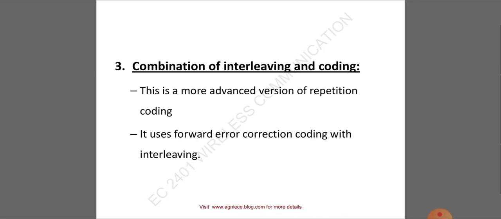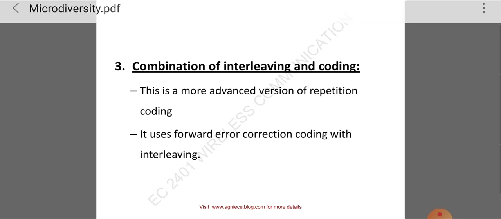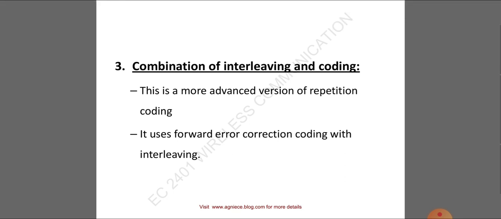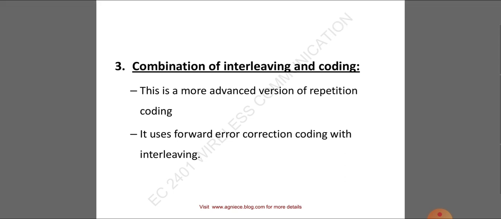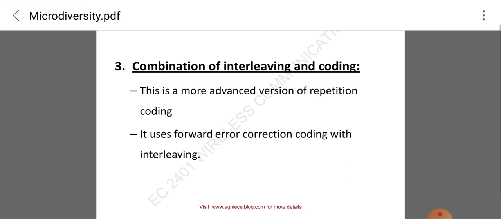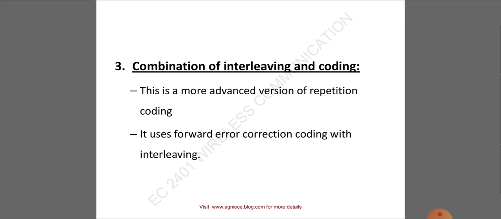The third method is the combination of interleaving and coding. This is a more advanced version of repetition coding. It uses forward error correction coding with interleaving. The interleaving is a technique which is used for sending the data with more security. In this interleaving technique, before sending the information, the data are completely scrambled, or the data format is changed into a new format which is known only to the transmitter and receiver. So our data cannot be hacked by others.